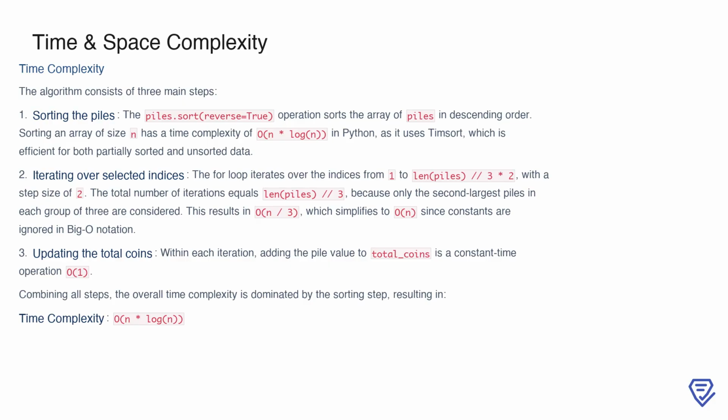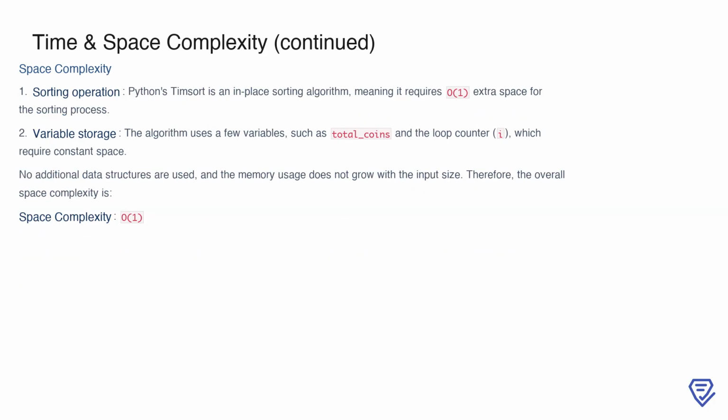Combining these steps, the sorting operation dominates the runtime, meaning the overall time complexity of the algorithm is O(n log n). Now looking at the space complexity, the primary consideration is the sorting operation. Python's timsort algorithm is an in-place sorting algorithm, which means it does not require additional memory proportional to the input size, resulting in O(1) extra space.